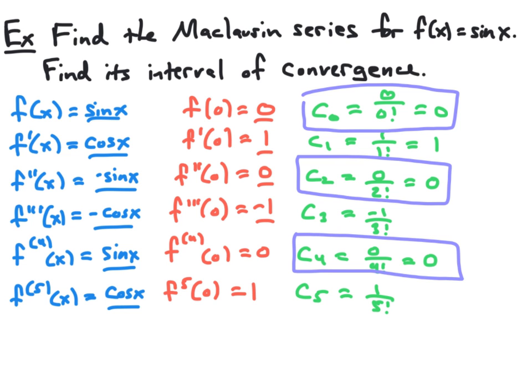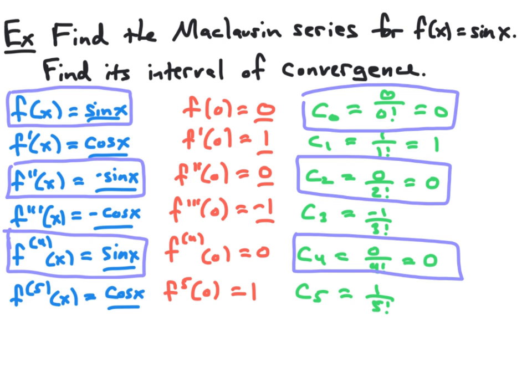And this will continue on beyond C sub 5, because if we look at the even derivatives of our function, which would be the 0th derivative sine of x, the second derivative negative sine of x, the fourth derivative sine of x, and the sixth derivative negative sine of x, all of these even derivatives end up being either plus or minus sine of x, and therefore when we evaluate them at 0, we'll end up with a 0 as our function value, and dividing 0 by any factorial will give us 0. And so we can conclude then that c sub 2n is always going to equal 0.